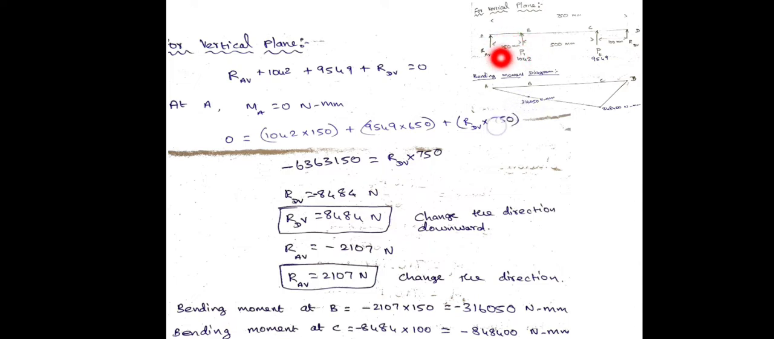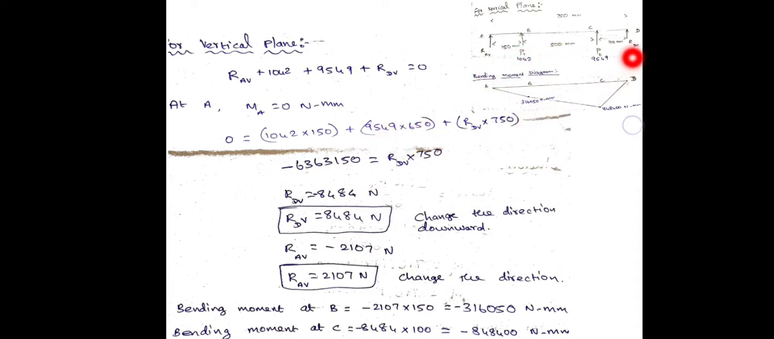I have taken point A, where the bending moment value is 0. If you want to find the moment about point A, what are the forces there? First, the force on B: 1042 into 150, force into distance. Next, the force on point C: 9549 into this distance, which is 500 plus 150, 650.